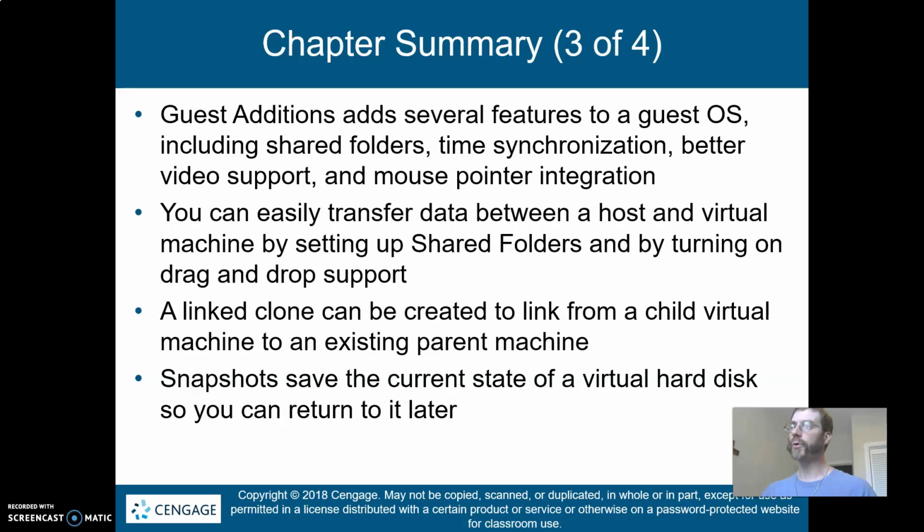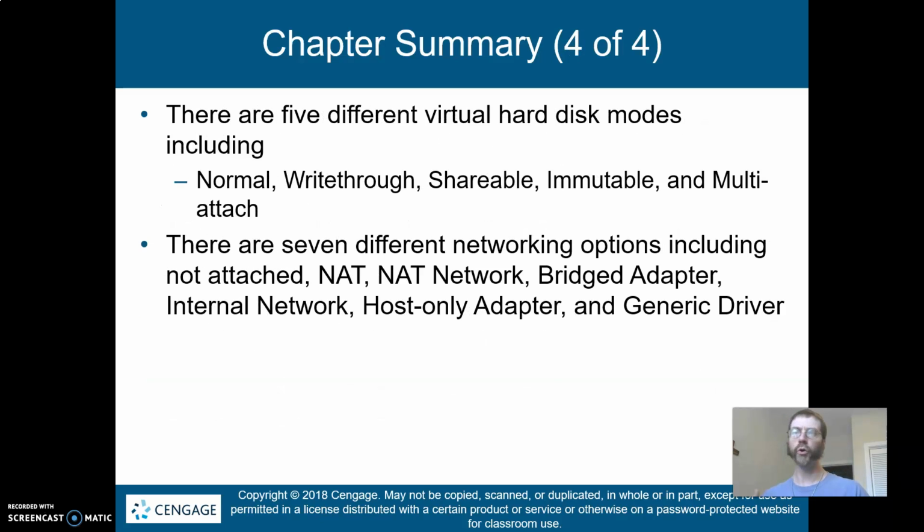Now, there are some multiple hard disk drive modes: normal, write-through, shareable, immutable, and multi-attach. Make sure you understand these. And 7 different networking options: not attached at all, NAT, NAT network, bridged adapter, internal network, host-only, and generic driver. And to make it more complicated, because you can have 4 different virtual NICs in that VirtualBox VM, they don't all have to be in the same state. You can have one NIC in not attached, and another NIC in bridged mode, and another NIC in internal network, and another NIC in NAT mode, as long as you keep all the subnets differentiated.